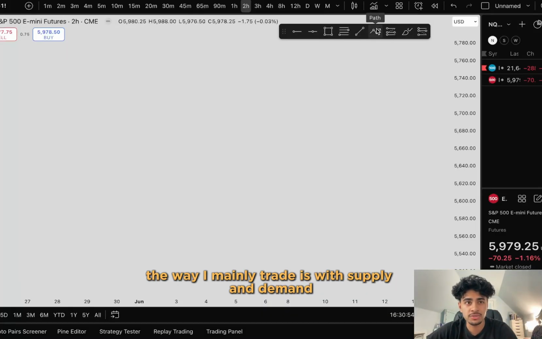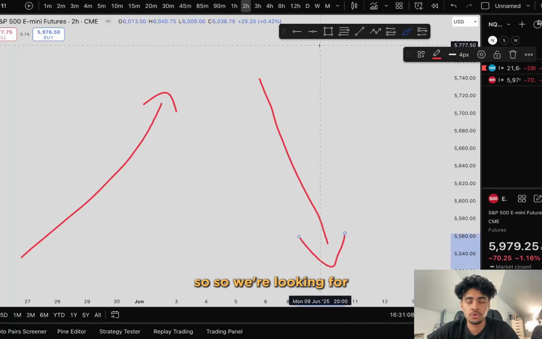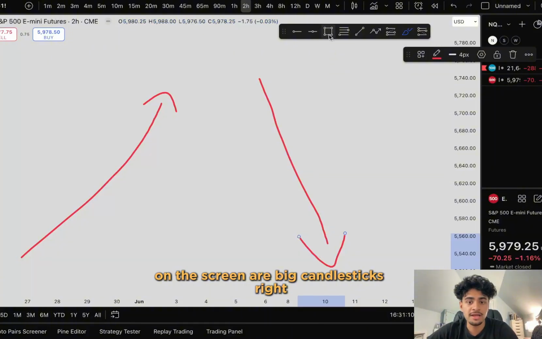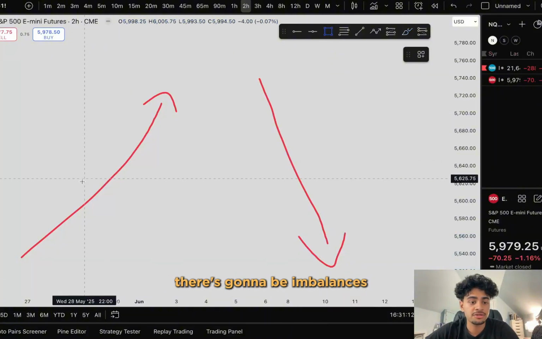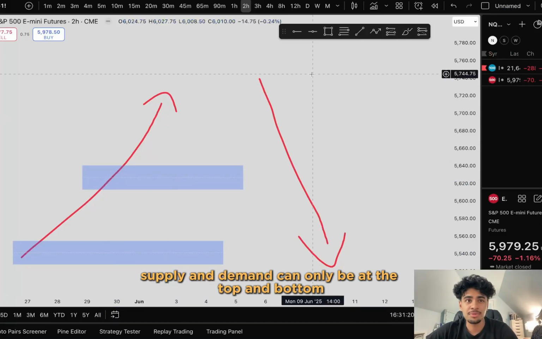The way I mainly trade is with supply and demand. And what we're looking for on the chart is big moves. So what we're looking for on the screen are big candlesticks, right? And within these candlesticks, there's going to be imbalances, whether they're at the bottom or in the middle. People think that supply and demand can only be at the top and bottom, but they're wrong. There are also imbalances within the middle of the zone.